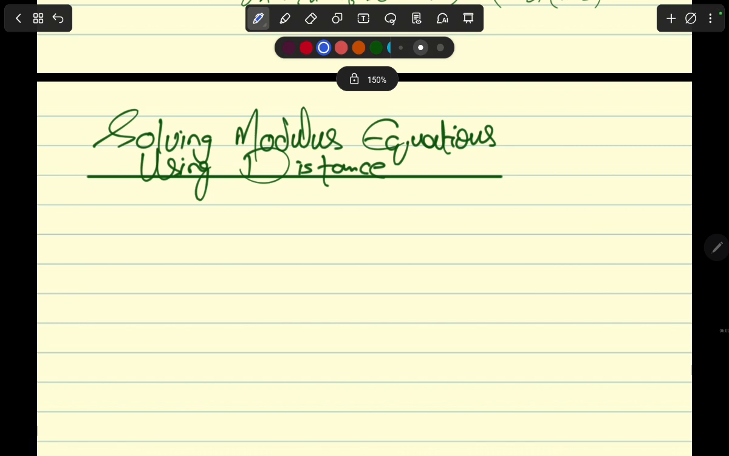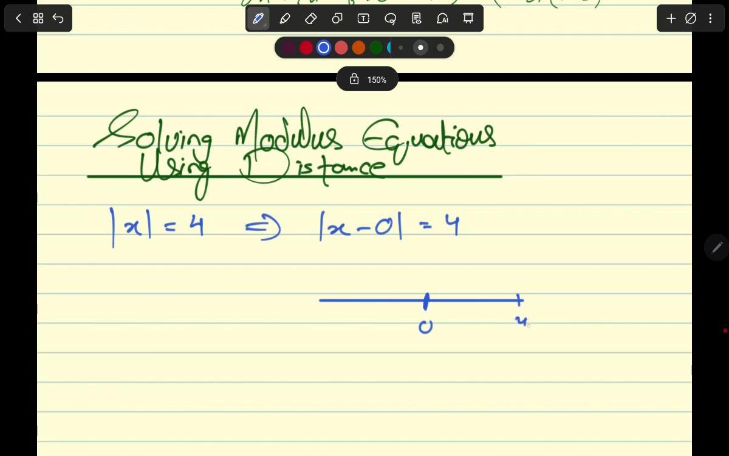Now, let's use the idea we learned earlier. So remember, modulus means distance. It does not mean brackets. It does not mean cases. It just means distance. Now, if I say that modulus of x is equal to 4, what I'm actually saying is that the distance of x from 0 is equal to 4. So on a number line, which numbers are 4 units away from 0? It is positive 4 and it is negative 4. This distance is 4 and this distance is 4.